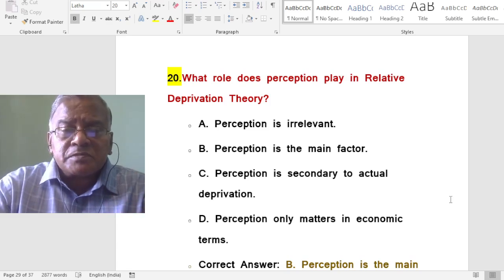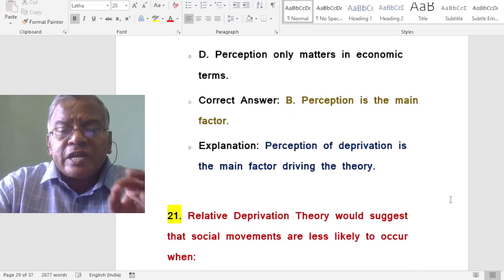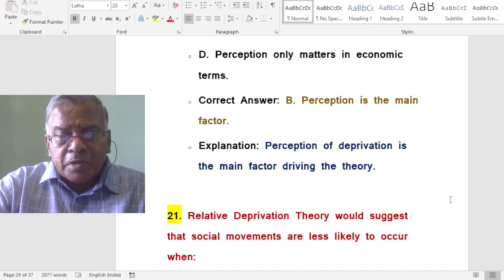What role does perception play in relative deprivation theory? That is, perception of inequalities is the main factor. Perception of deprivation is the main factor driving this theory.